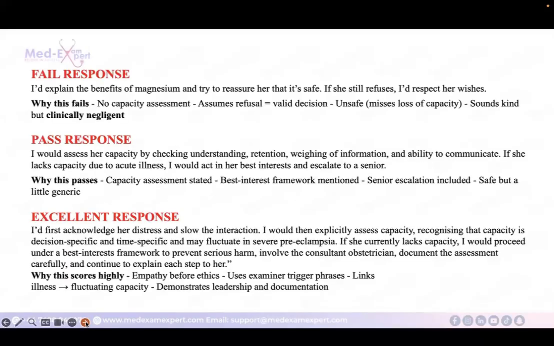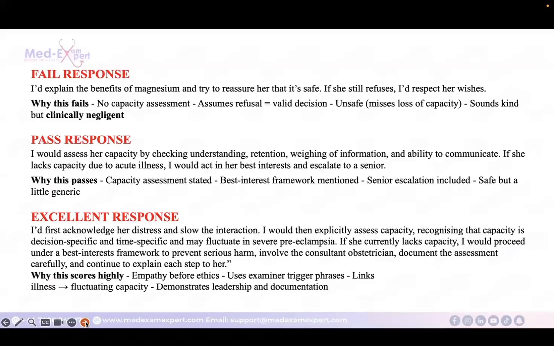In this case, I have put three answers. The fail response: if you had said, "I would explain the benefits of magnesium and try to reassure her that it's safe. If she still refuses it, I would respect her wishes." That's what you did initially, right? "I would not give it." No, in this case you cannot wait, because she may end up in full-blown eclampsia.